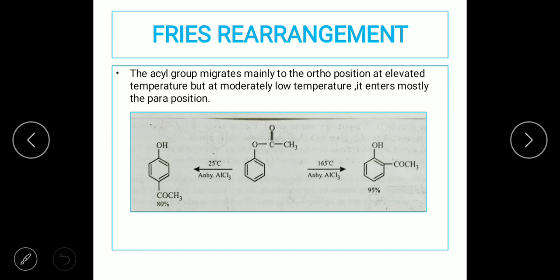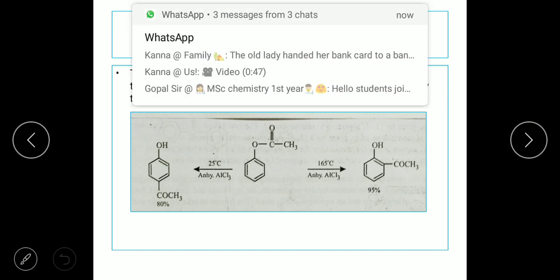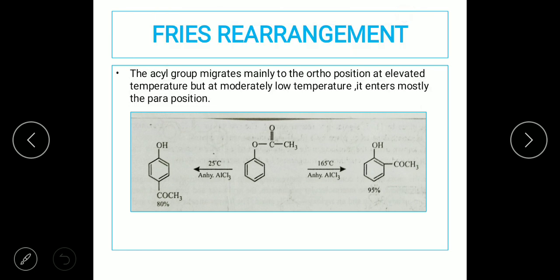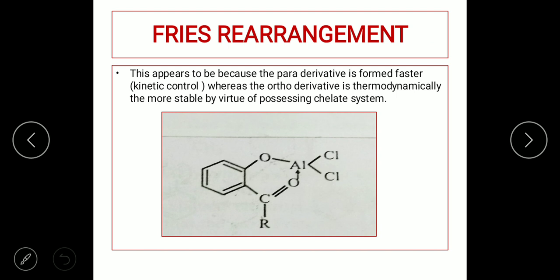The acyl group migrates mainly to the ortho position at elevated temperature, but at moderately low temperature it enters mostly the para position. So based on the temperature, it attains either the ortho or the para position. At a higher temperature, that is 165 degrees, it attains ortho, whereas at lower temperature, that is room temperature, it attains the para position. This appears to be because the para derivative is formed faster, that is by kinetic control, whereas the ortho derivative is thermodynamically more stable by virtue of possessing the chelate system.